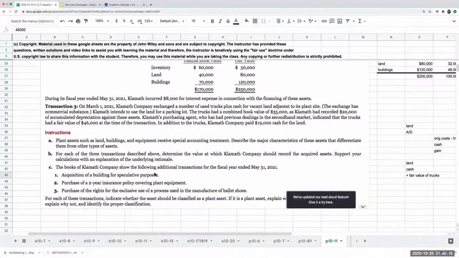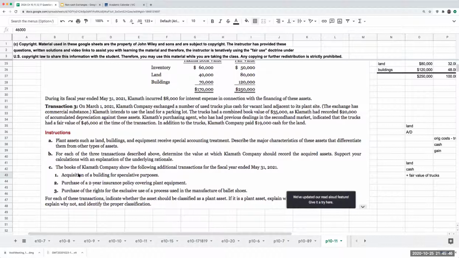The books of Klamath show the following additional transactions for the fiscal year ended May 31st. Acquisition of a building for speculative purposes. This is not property, plant, and equipment. In order for something to be property, plant, and equipment, we have to be using it in our business operations. If we're not using it in our business operations, it's an asset held for sale, and it's going to sit in current or non-current assets depending upon the disposal time.